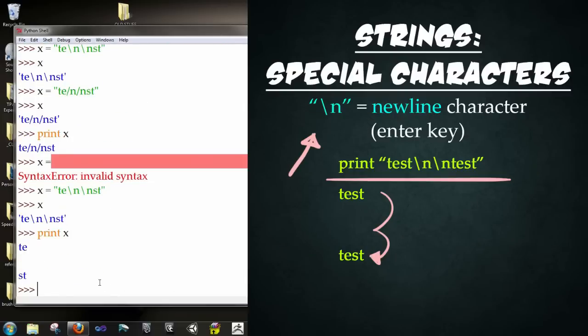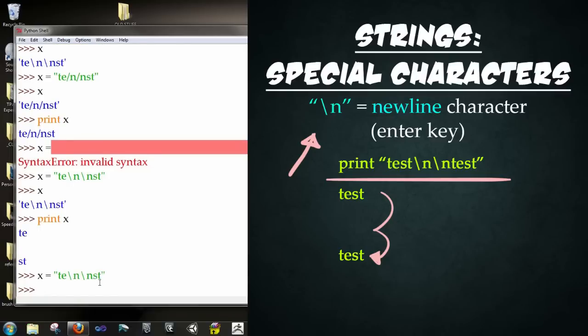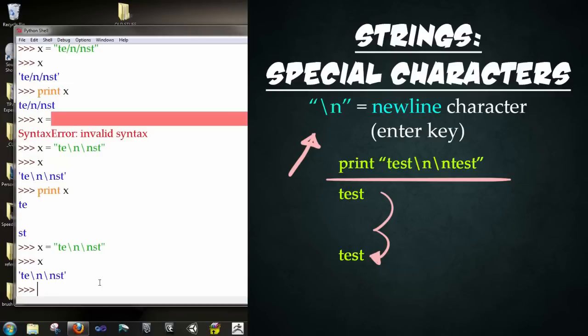strings. Okay, so the next useful command to learn is \n, and that backslash is right above the enter key on your keyboard. So what we're going to do is type x equals double quotations te \n st in quotations. Enter. Now what's going to happen is x is going to be spit out just as is. So type in x, enter.